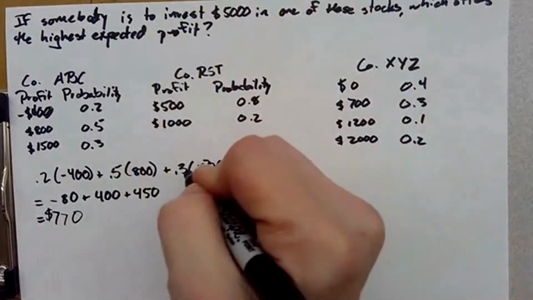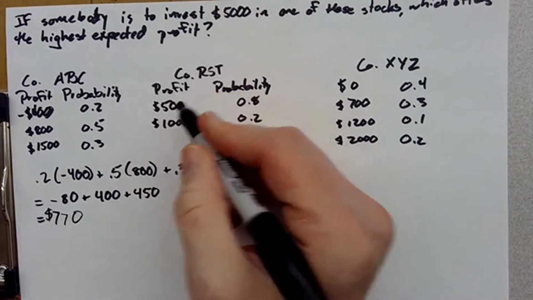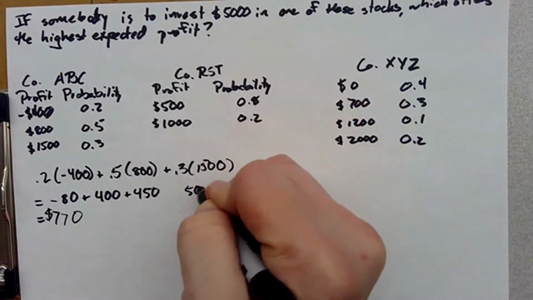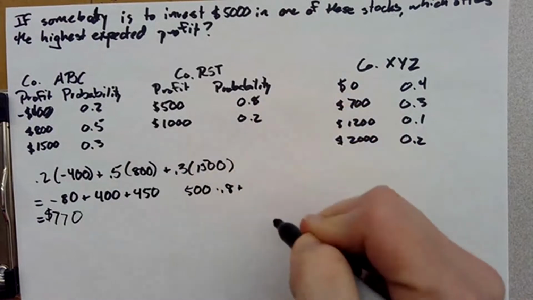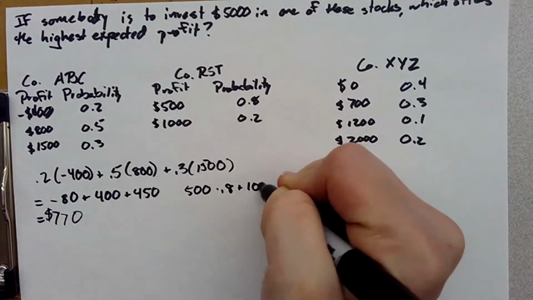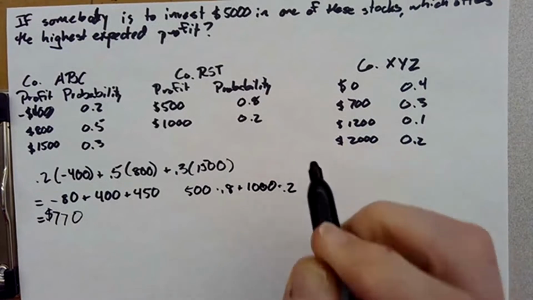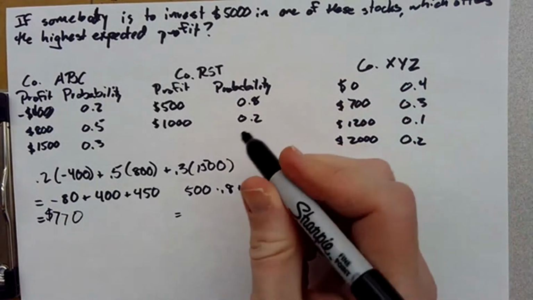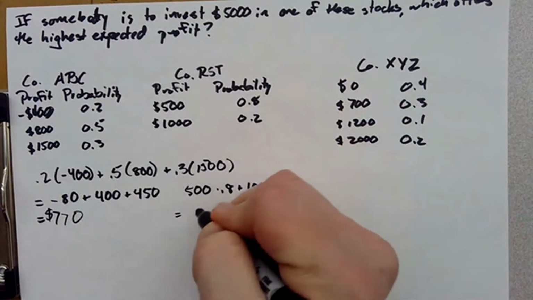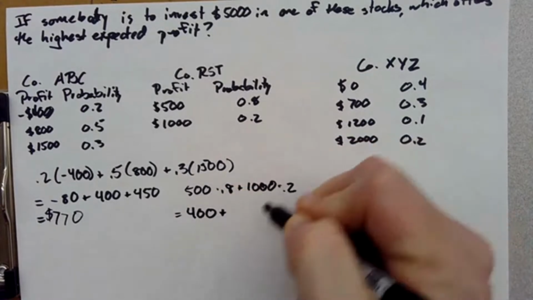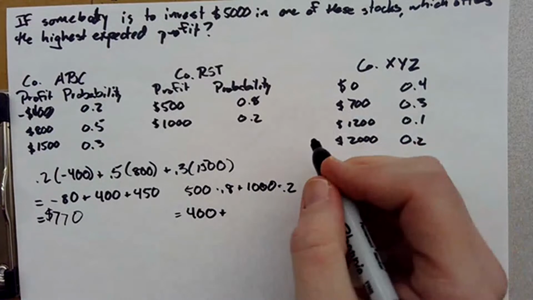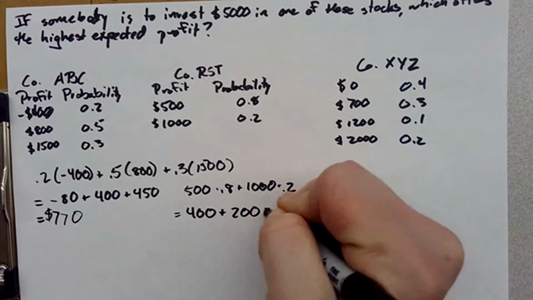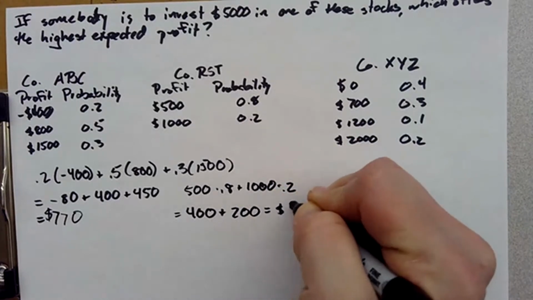We do the same thing for RST here. We take our profit and multiply it by our probability. 500 times 0.8 plus 1,000 times 0.2. Okay, 500 times 0.8 gives us 400 plus 1,000 times 0.2 gives us 200 for a total of $600 in expected profit.